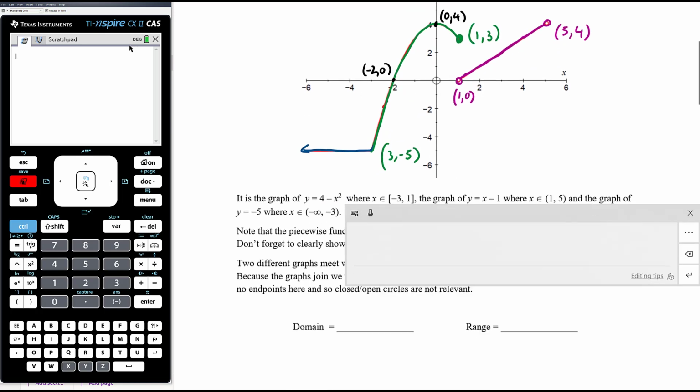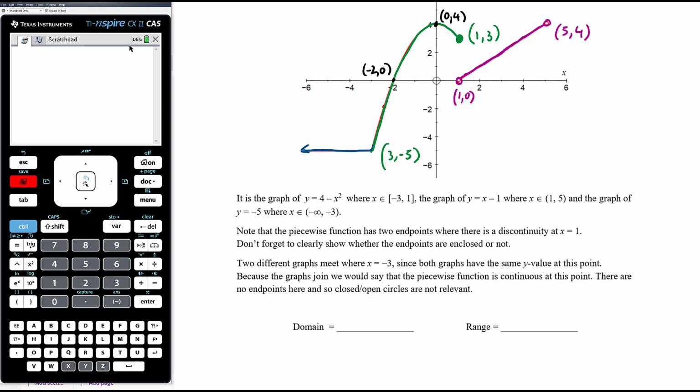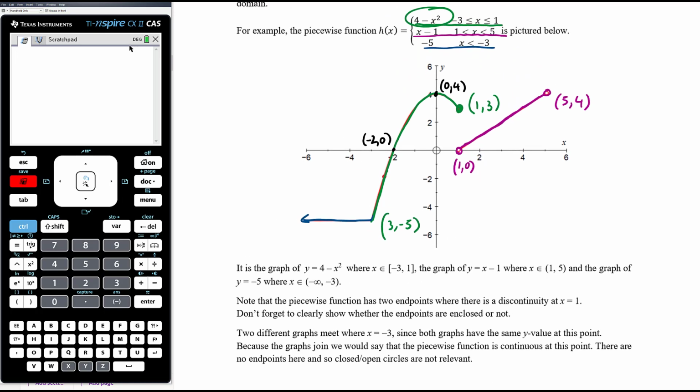I think I've probably talked through all of these things. So it's the graph of the parabola over that domain, the line over that domain, and the horizontal line over that domain. Note that the piecewise function has two endpoints where there is a discontinuity at x equals 1. Okay, so that's what we were talking about here. When x equals 1, we get what we call a discontinuity. We'll talk more about that down the track. Okay, so the graph is discontinuous here. We get this jump in the graph.